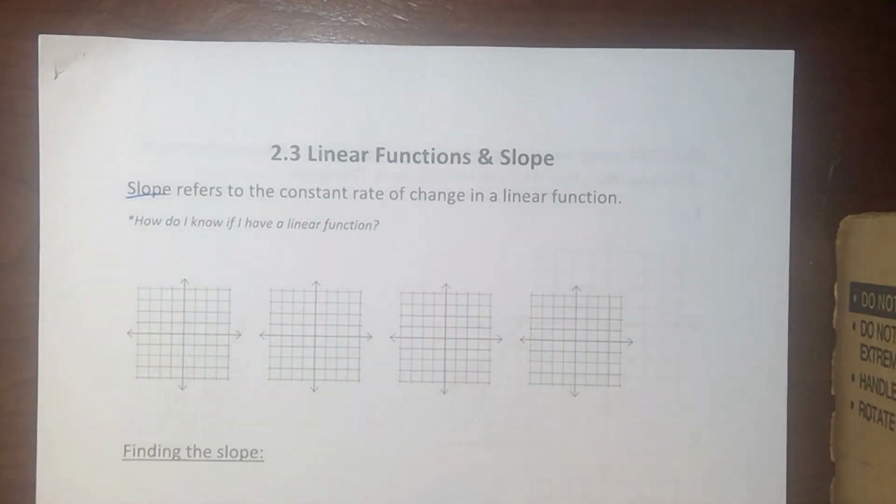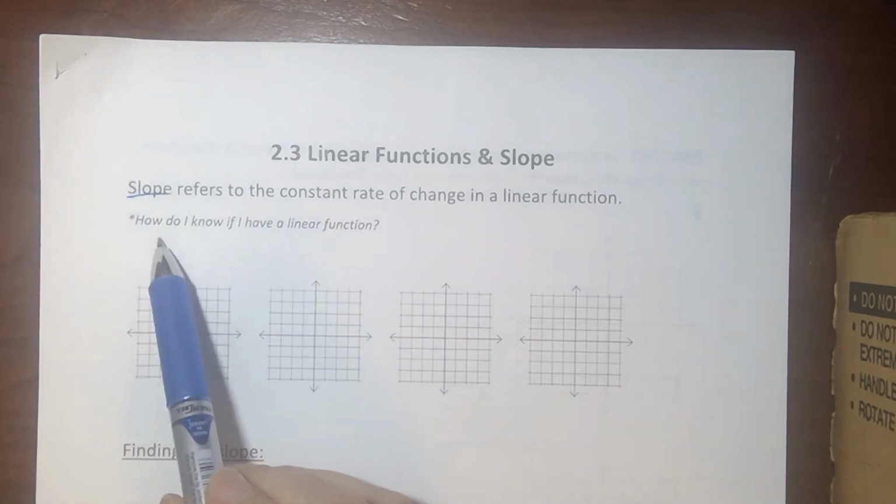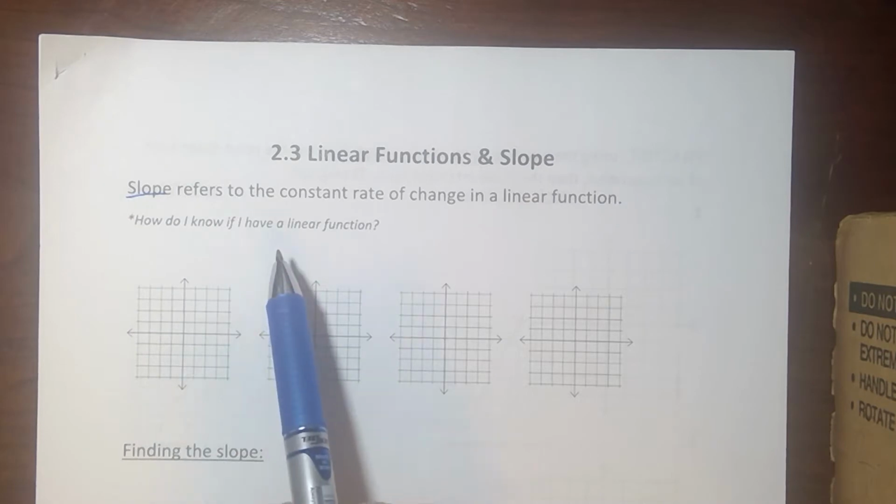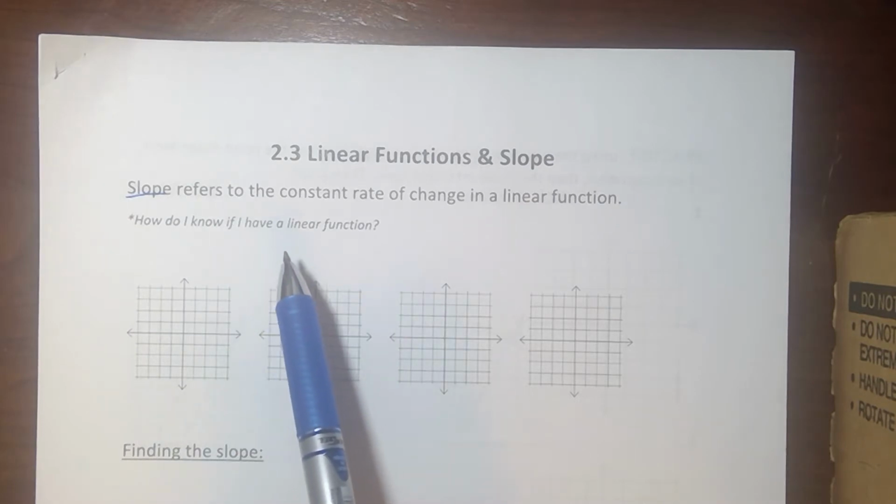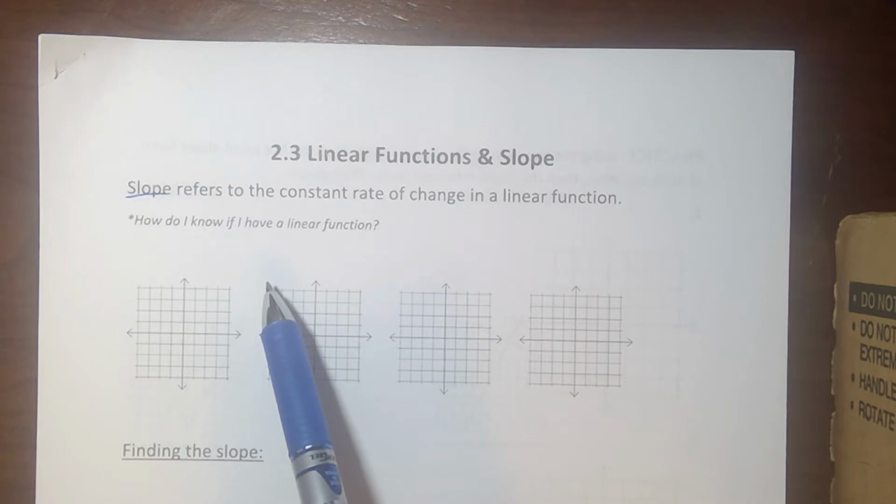Slope refers to the constant rate of change in a linear function. In the last video, we talked about our difference quotient, which calculated the average rate of change between any 2 points on a curve, because a curve does not have a constant slope or a constant rate of change. My question I ask here, how do I know if I have a linear function? Because I only have a slope if I have that linear function.